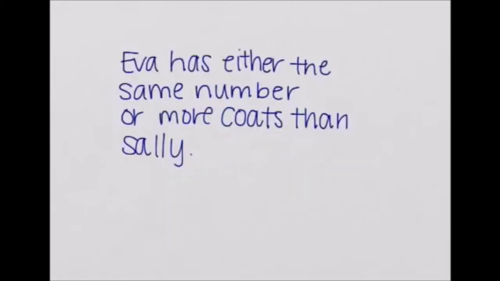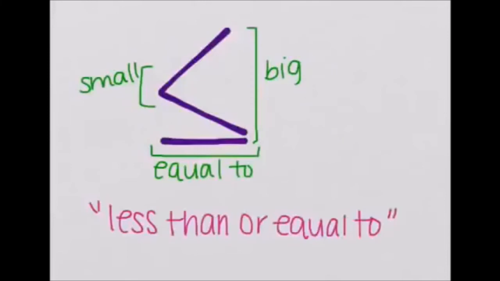So here is an example. So Eva has either the same number or more coats than Sally. Well, it can't be the greater than sign because there's also the either the same number part. So how do we represent this?